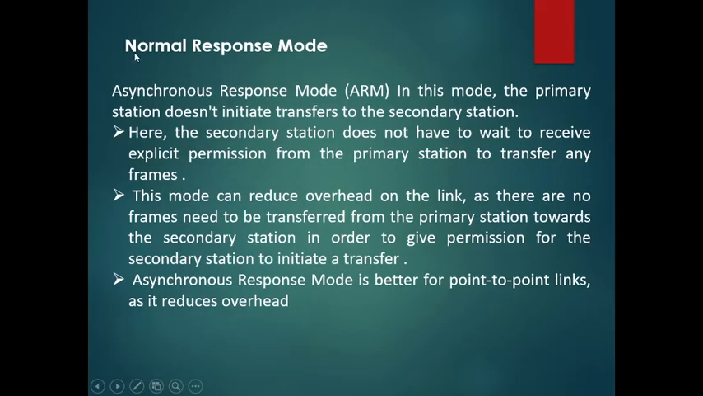Then another type is the asynchronous response mode. In this case, the primary station doesn't initiate the transfer to the secondary station. That is, a secondary station does not have to wait. In the first case, we need to get permission from the primary station, but in this case no permission is required. This will reduce the overhead on the link, as no frames need to be transferred for permission. If we want to get permission, some additional frames have to be sent. So here we can reduce the overall cost, and this is better for point-to-point links as it reduces the overhead. So this is the asynchronous response mode.